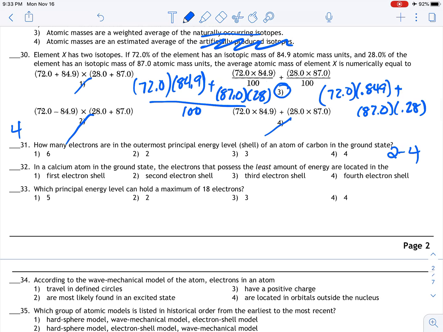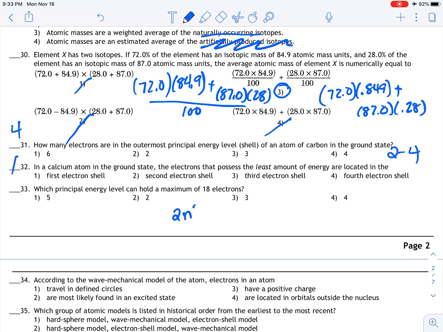In a calcium atom in the ground state, the electrons that possess the least amount of energy are, okay, so remember we're at the concert. Where do you have to sit at the concert so that you're just getting the best view and you're not stressed out and you're not straining? Right in the front.